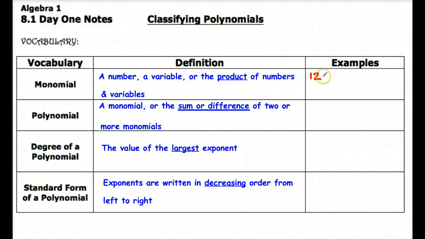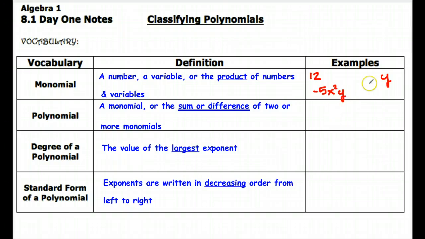You can consider a variable by itself just to be a monomial. So for instance, the variable y, that would be a monomial. It can also be the product of numbers and variables. So we could have a negative 5x squared y. That would be a monomial, okay, because this is all multiplication here. X squared means x times x, so that's an example of a monomial.